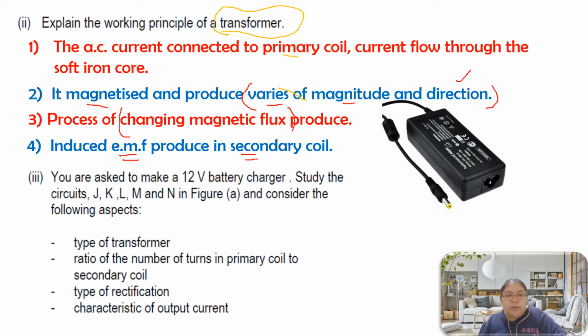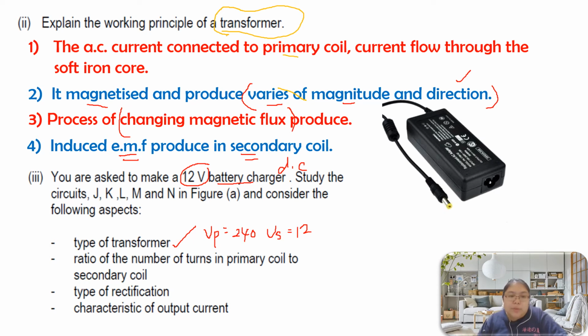Okay, now we go to number 3. You are asked to make a 12-volt battery charger. The battery charger normally uses direct current, so you need to study the circuit here by considering the following aspects. You need to explain what type of transformer you need to use. Remember just now from the diagram, VP is 240. Now you want to produce a secondary of 12 volts. Then we know what transformer we need to use.